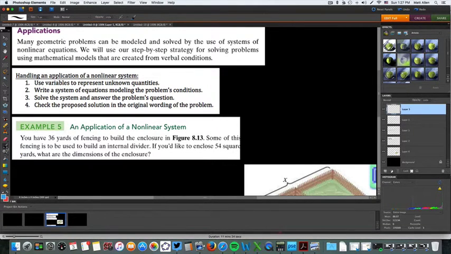Okay, YouTube, this is my last bit of my module on solving systems of nonlinear equations, in which we're going to look at an application of these types of systems, and specifically one that involves a geometric model. Let's go ahead and take a look at what we have here. Essentially, it says that many geometric problems can be modeled and solved by the use of systems of nonlinear equations.